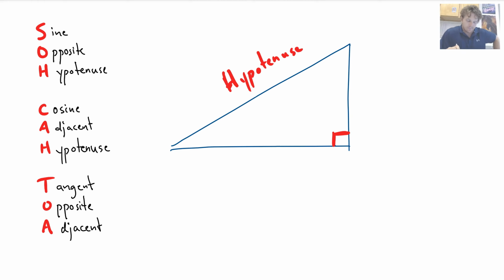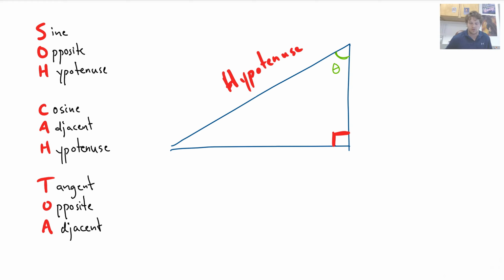Okay, so that one's pretty easy. The other two, adjacent and opposite, all depend on where your angle is, what angle you're looking at. So let's say theta is up here. Let's say it's in the top.